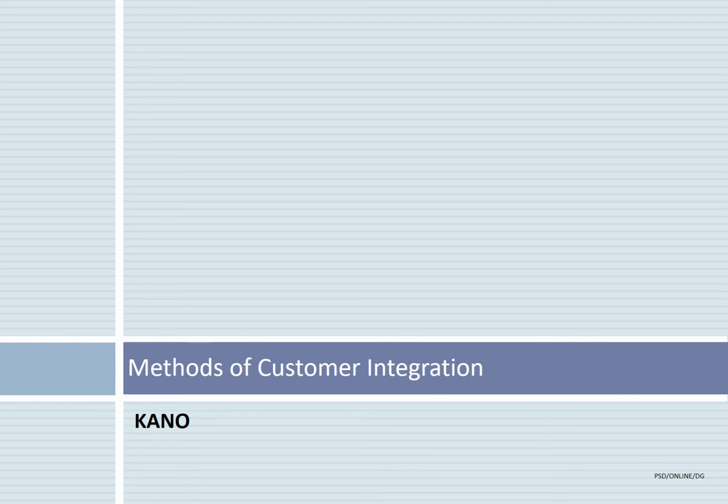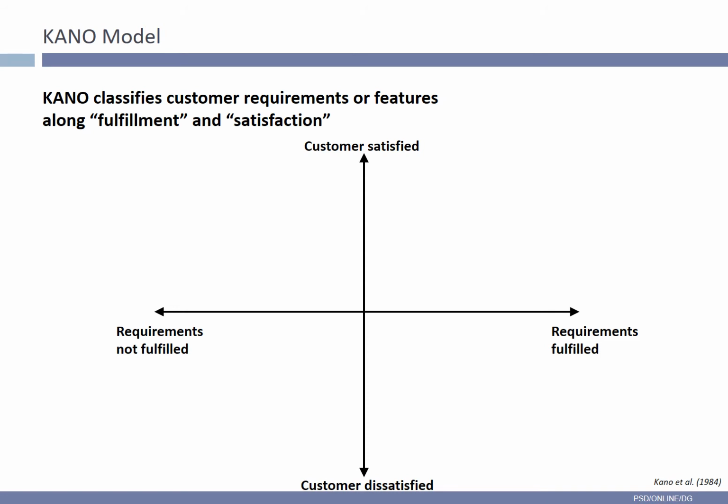The next great concept that we're going to discuss is the Kano model. The Kano model classifies customer requirements along two dimensions. The first dimension is if the requirement is fulfilled or not. So if the feature is on board or not. And the second dimension is the customer satisfaction.